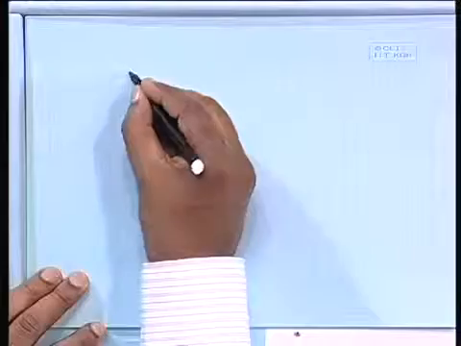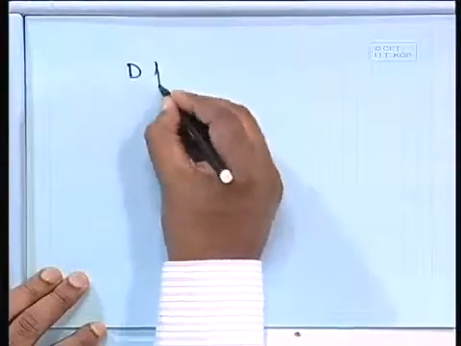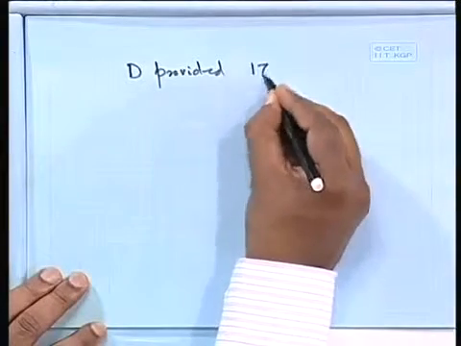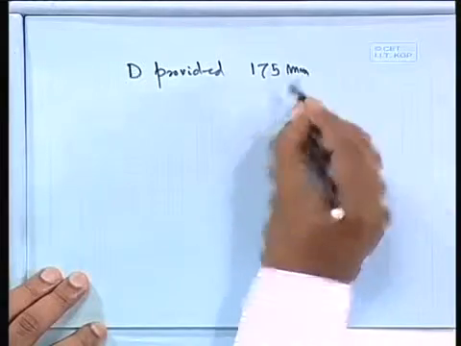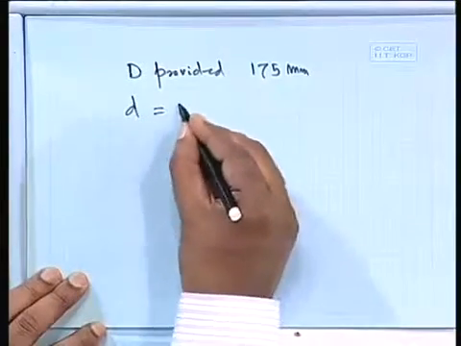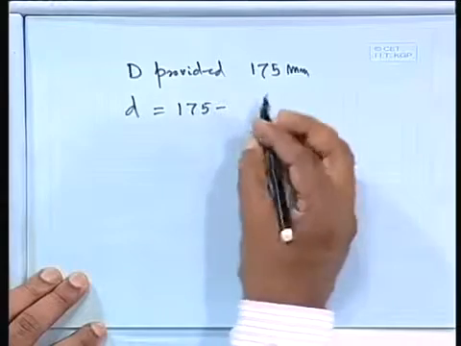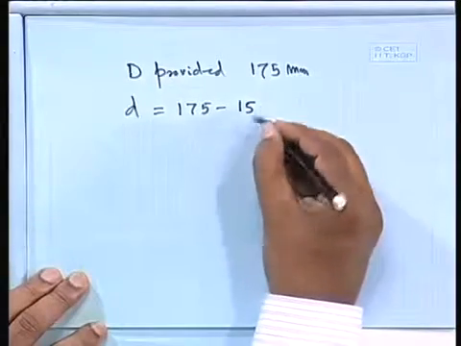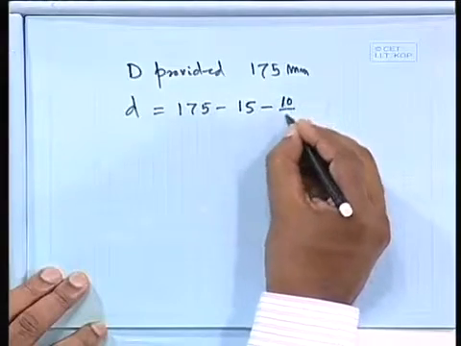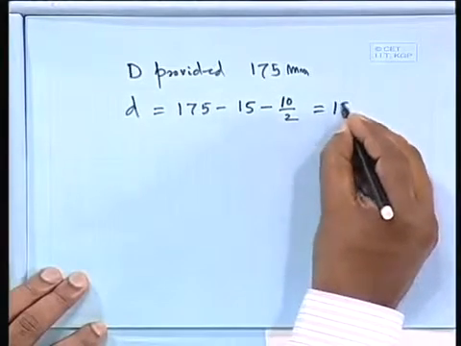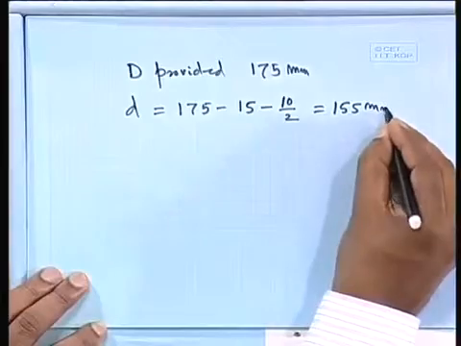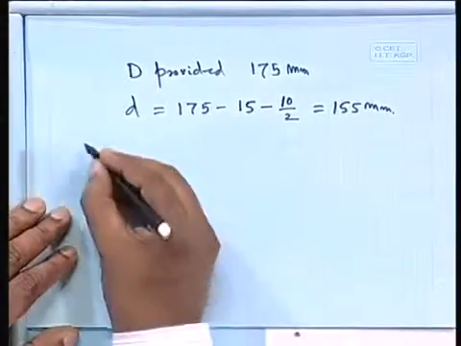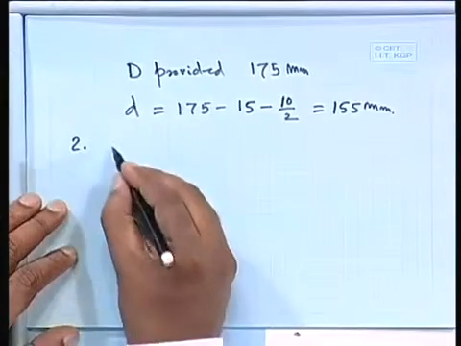So D provided is 175 millimeter. So the effective depth d should be equal to 175 minus clear cover 15 for mild exposure minus 10 by 2, which comes as 155 millimeter. Okay. Number 2, here we shall take the design load.